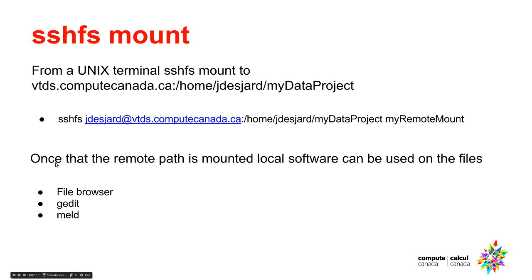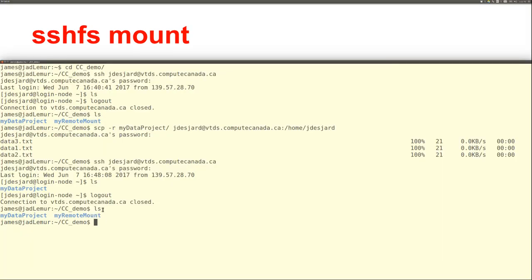Now, the important thing is that once the remote path is mounted, local software can be used on the files in the remote system. For example, you can use your local computer's file browser, text editors like gedit, as well as other tools like meld, and I'll demonstrate that now. So in my local directory here, if I list the folders, I can see there's my data project that I've transferred over to the cluster, and locally there's also my remote mount.